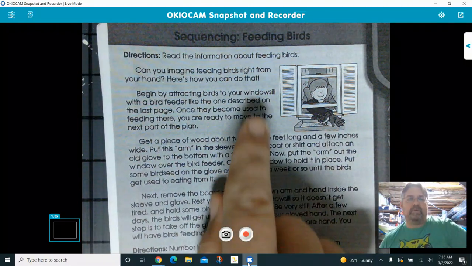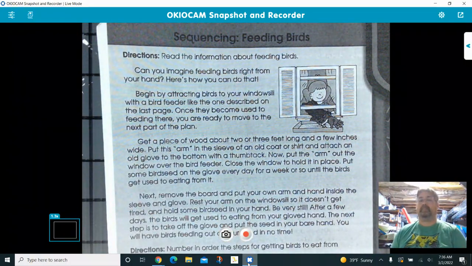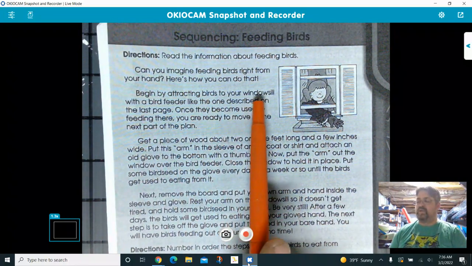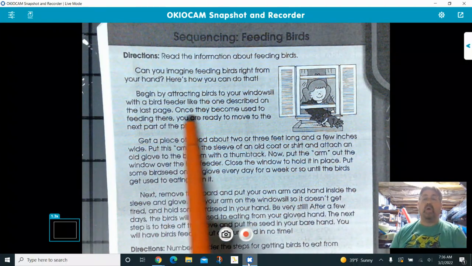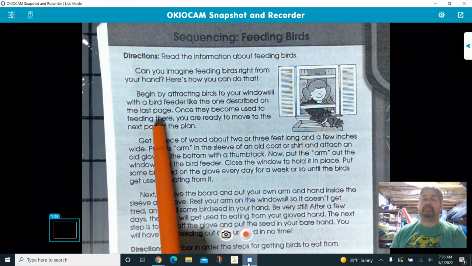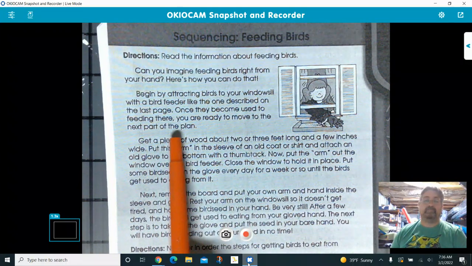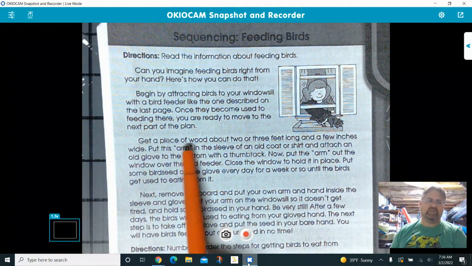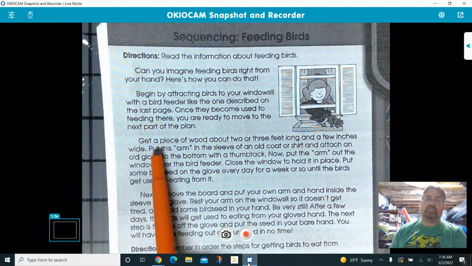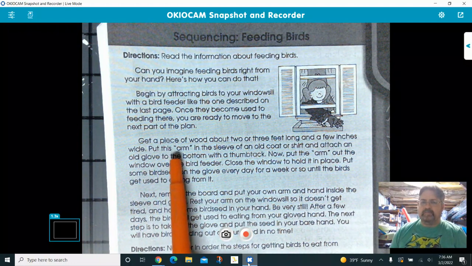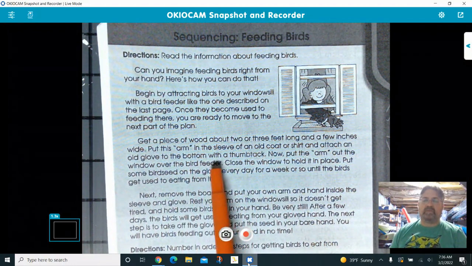Can you imagine feeding birds right from your hand? Well, here's how you can do that. Begin by attracting birds to your windowsill with a bird feeder like the one described on the last page. Once they become used to feeding there, you're ready to move to the next part of the plan. Get a piece of wood about 2 or 3 feet long and a few inches wide. Put this arm in the sleeve of an old coat or shirt and attach an old glove to the bottom of the thumbtack.